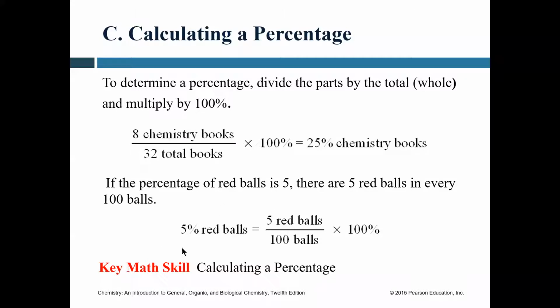Here's another way if we have to go in the reverse direction. So let's say we have 5% red balls. That would mean that for every 100 balls, 5 of them are red, right? So 5 divided by 100 gives us 0.05, and then we multiply it by 100 to get it into a percentage.